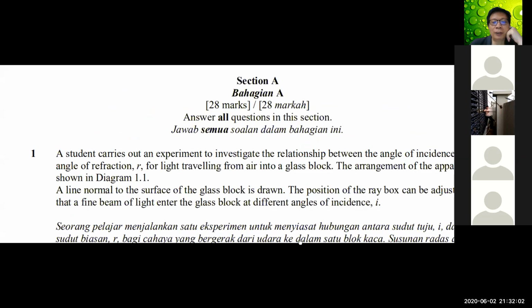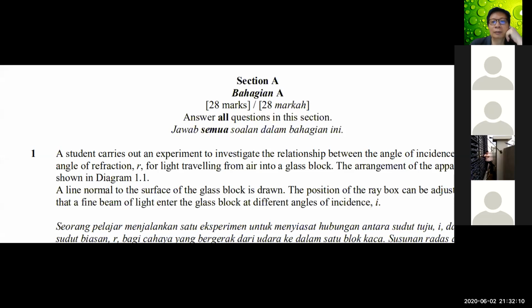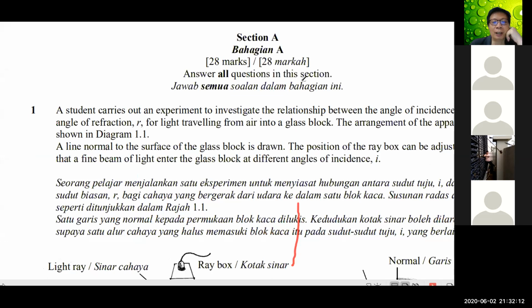You all have this paper with you or not now? Yes. Paper 3. This is a very important paper.